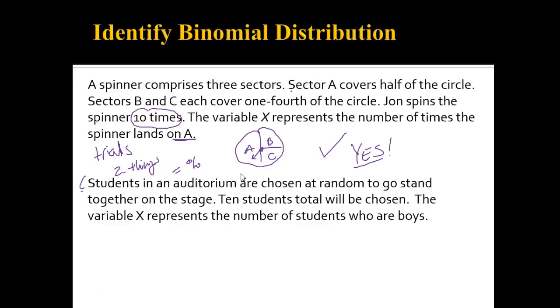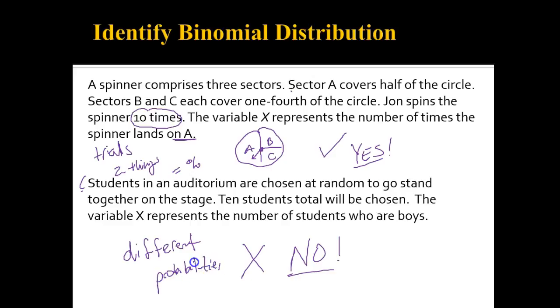If you don't replace the objects that you're selecting back into the pool, then the probabilities have changed, and it's no longer a binomial distribution. So we say, no, this is not a binomial distribution, and that's because of different probabilities. Okay, and excuse my handwriting.